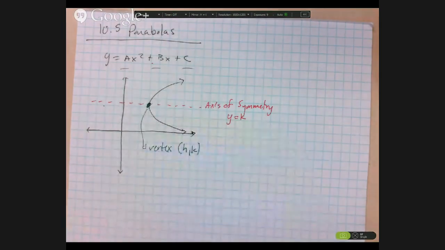So you're going to see a whole bunch of stuff based on the vertex. So the axis of symmetry is a line. It'd be like y equals 4. Straight across at 4.